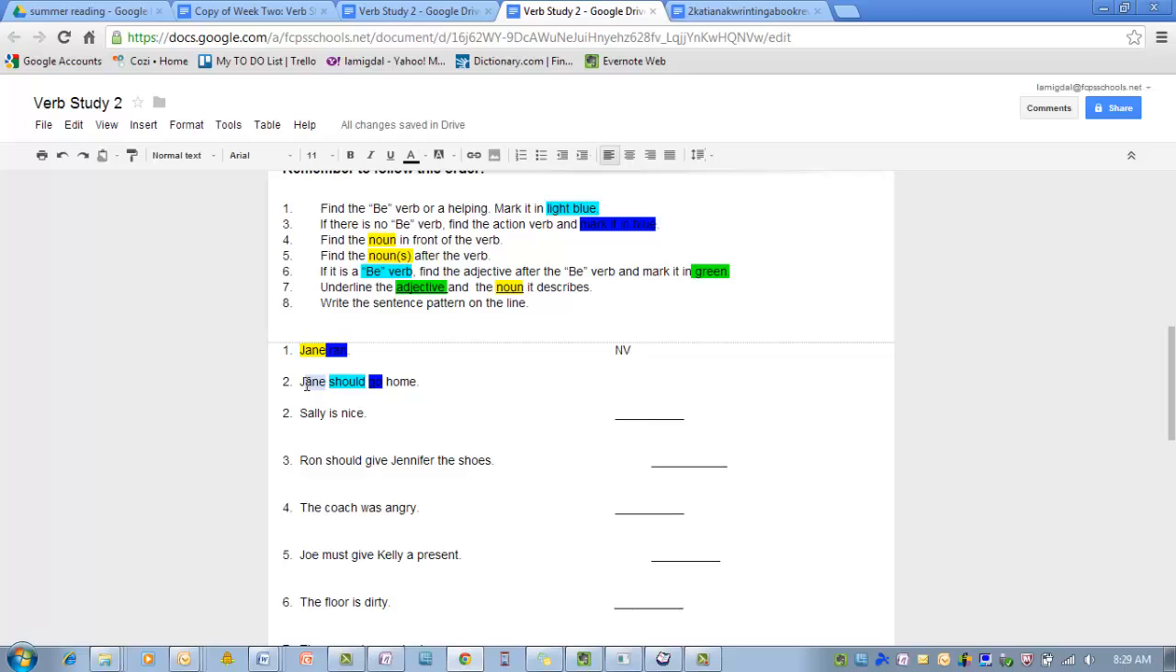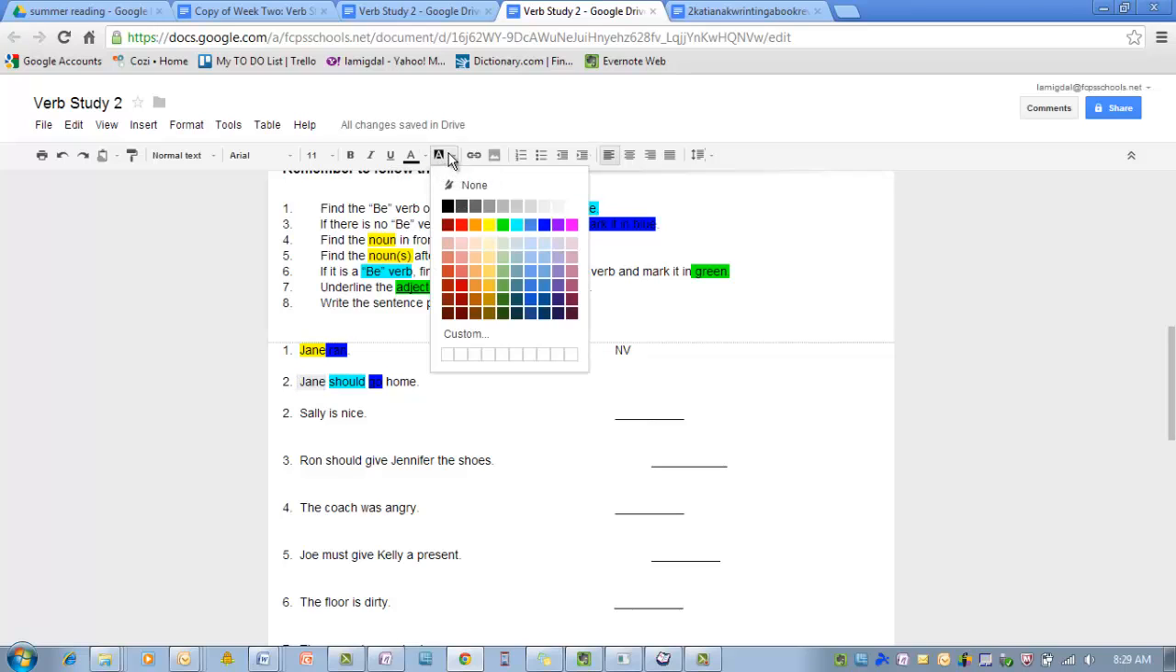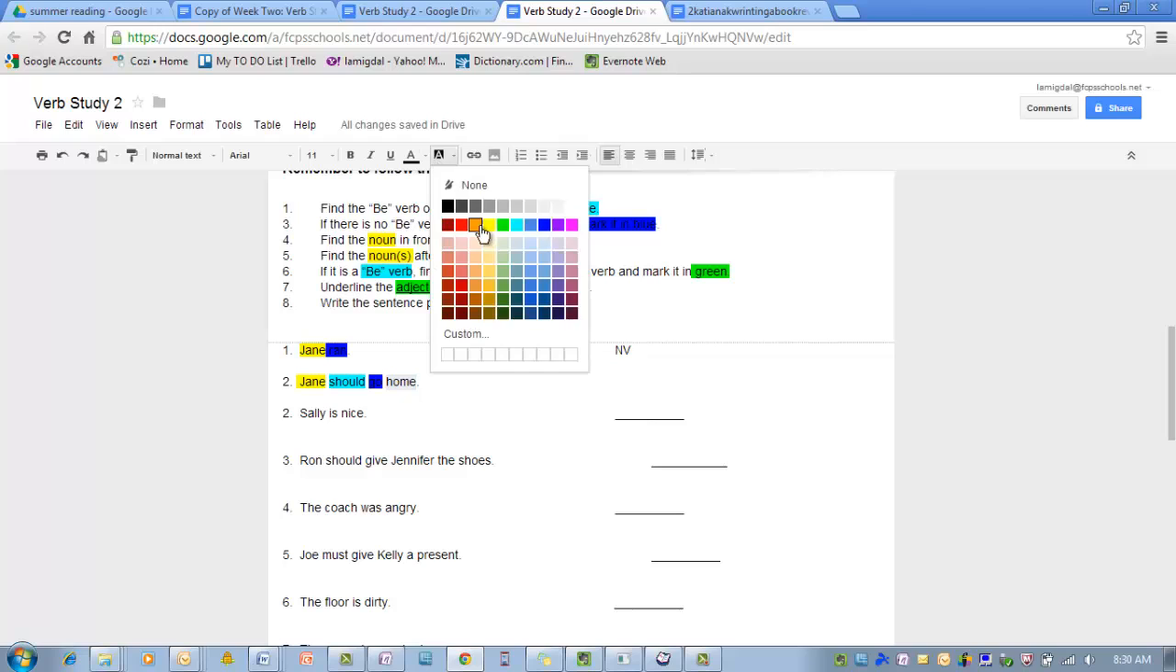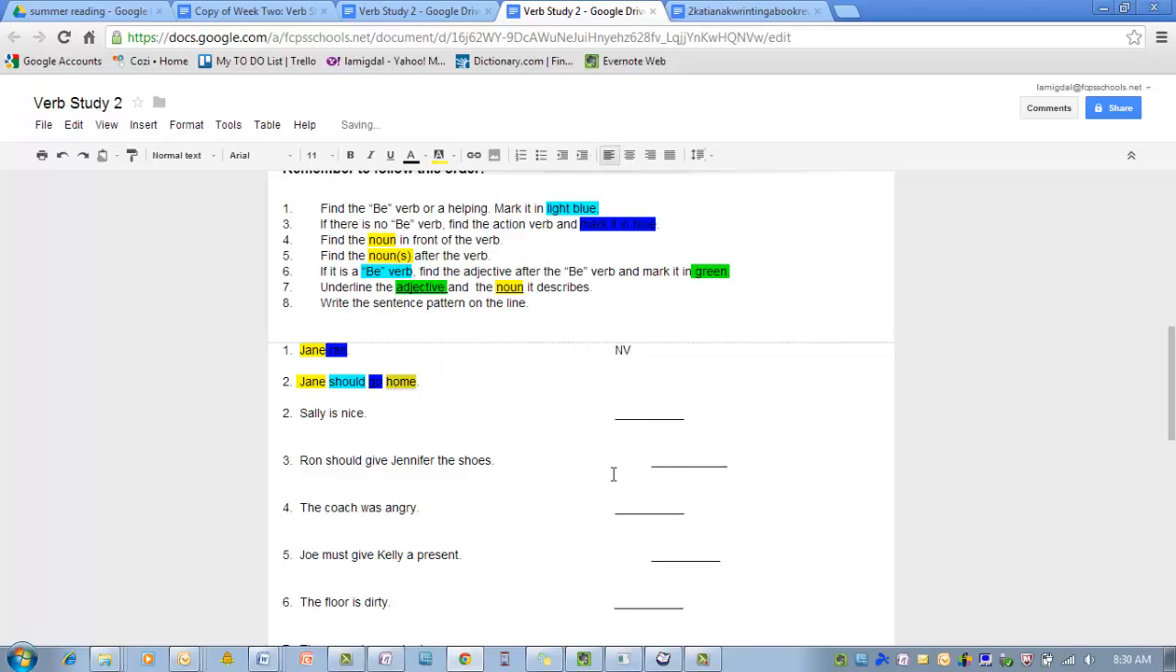Go in front of it, and we have Jane again. So we're going to mark her in yellow. And then after the verb, we have home. Home is another noun. It's a person, place, or thing. So there we go. So my pattern is, and I don't think I have a line here, so I'm going to have to come out here. You're going to have to do the same. It's a noun, and then there's a helping verb and a verb, but that's still just going to be a verb. And then a noun. So it's noun, verb, noun. Even though there's a helping verb, it's still the pattern is noun, verb, noun.